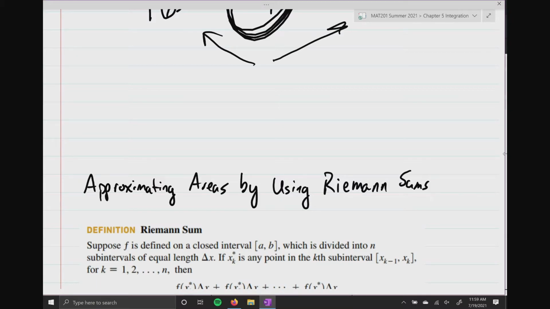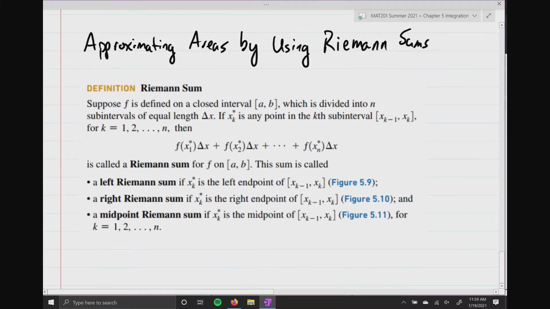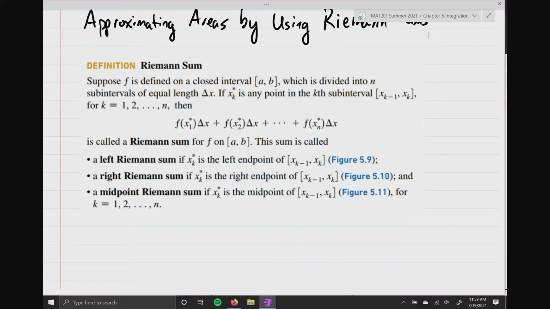Now, there are different types of Riemann sums. Notice, and I will go over the definition here in a second, but what I want to focus on is towards the end. Notice we have left Riemann sums, we have right Riemann sums, and then we have the third, which I said I'd come back to, which are midpoint Riemann sums. So let me show you what the midpoint Riemann sum looks like.